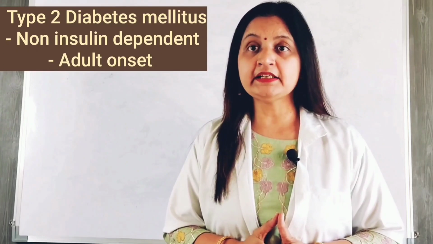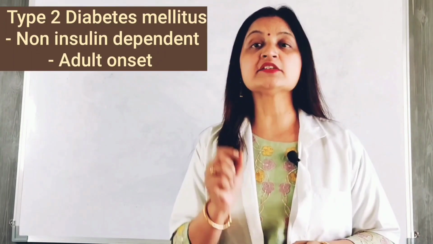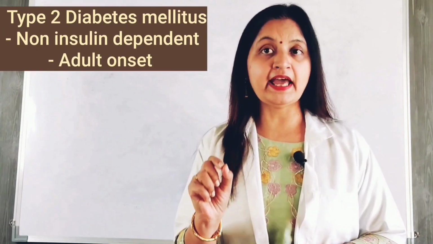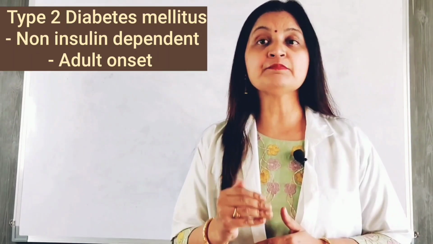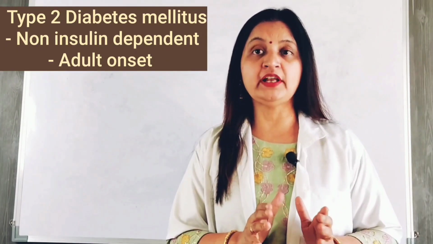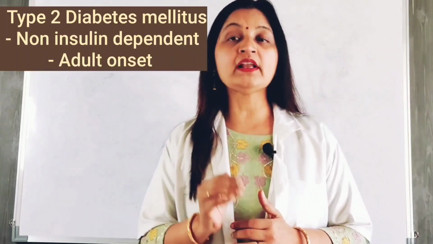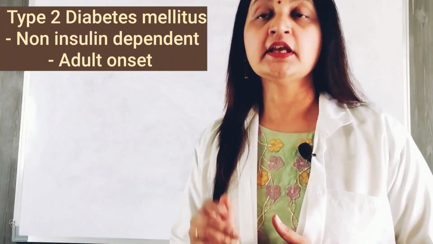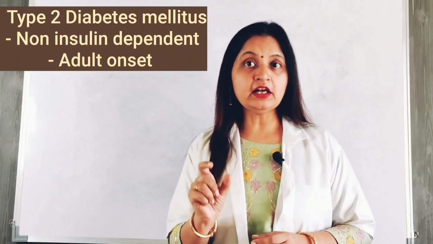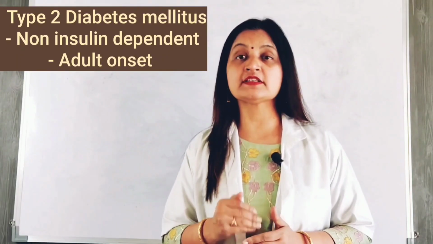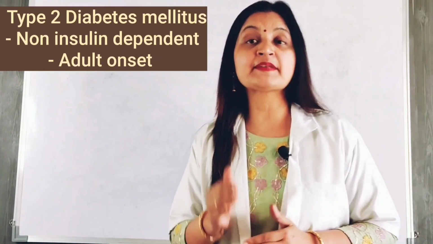Type 2 diabetes mellitus, on the other hand, is known as non-insulin dependent diabetes mellitus because these patients are not dependent on insulin, they can be treated with oral anti-diabetic medications. It is also known as adult onset diabetes mellitus because this type of diabetes mellitus develops after 40 years of age, and there is increasing prevalence of this type of diabetes in obese children.